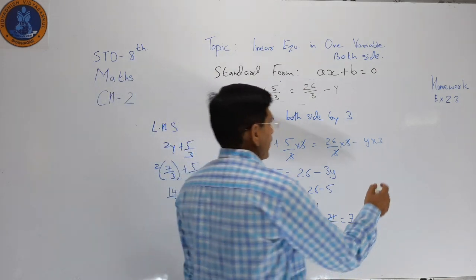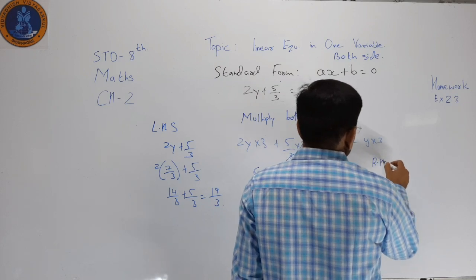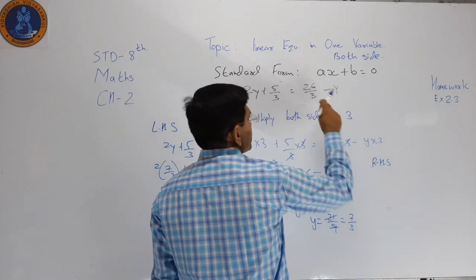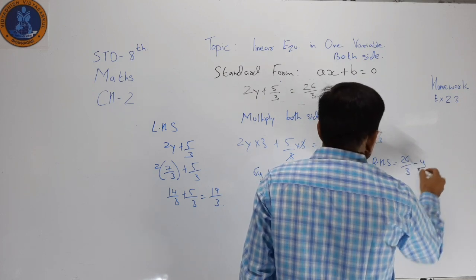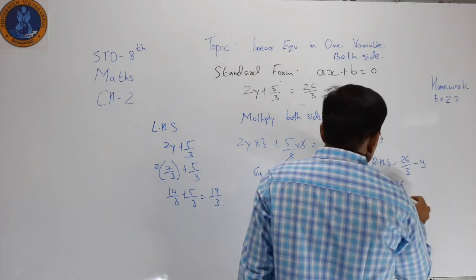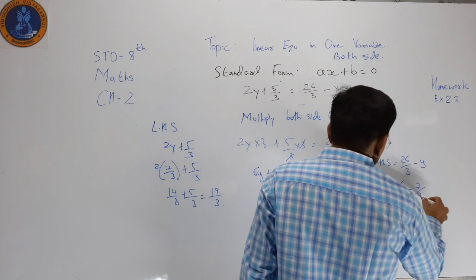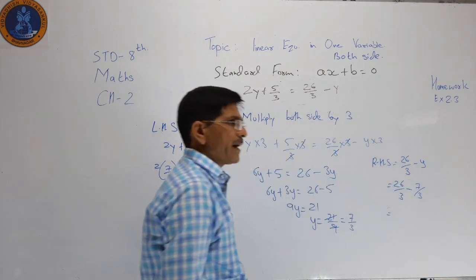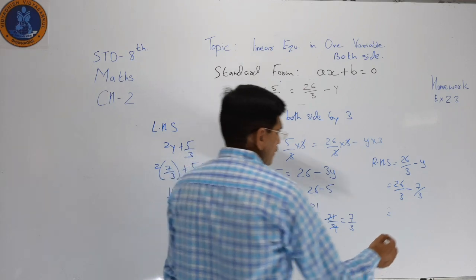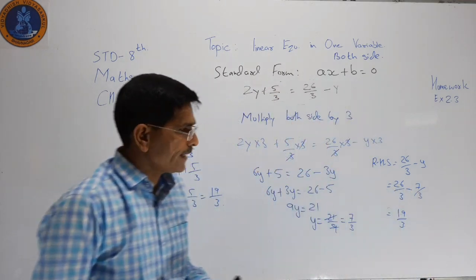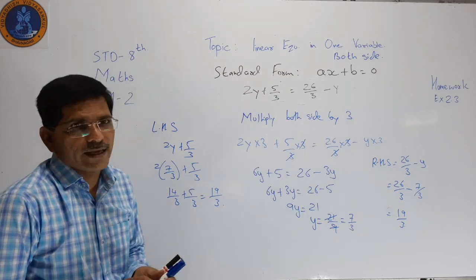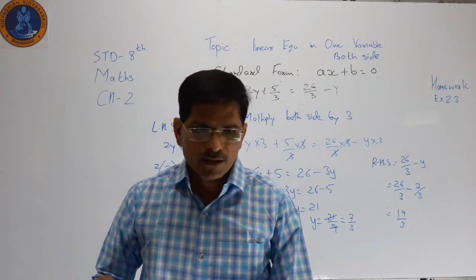Now if we go for the right hand side, that is 26 by 3 minus y. So 26 by 3 minus 7 by 3. 26 minus 7, that is 19. So 19 by 3. So on both sides 19 by 3 is there. It means our answer is correct.